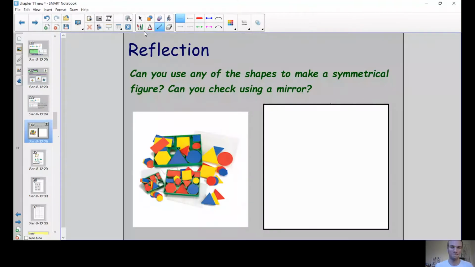Okay, I'm going to go back onto my shared screen. Where are we? There it is. Okay.